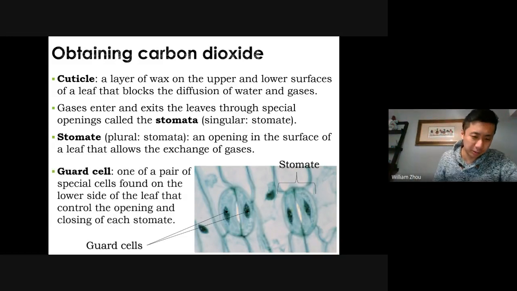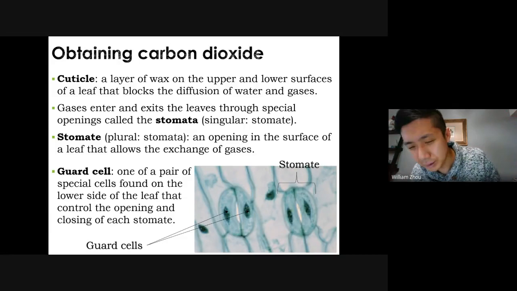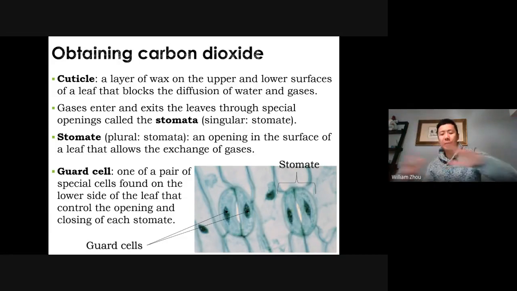So these are the guard cells. They control the opening and closing of each stomate. Together, this allows the plant to breathe. Once the holes are open, air comes in. The mesophyll cells suck up the air, the carbon dioxide, do photosynthesis, make the sugar, and carry the sugar everywhere using the vascular bundle.